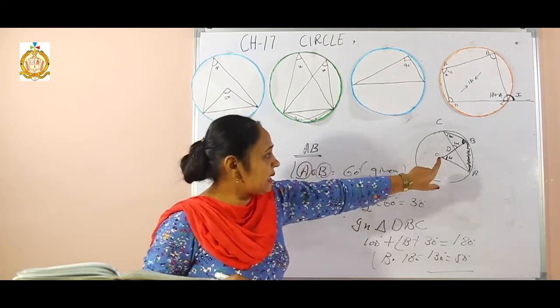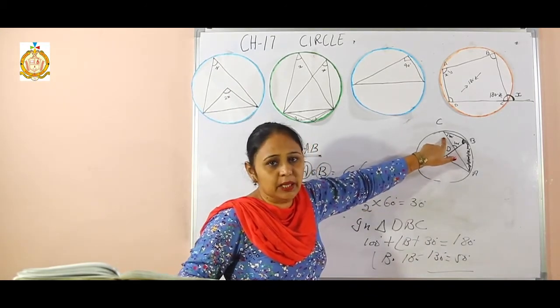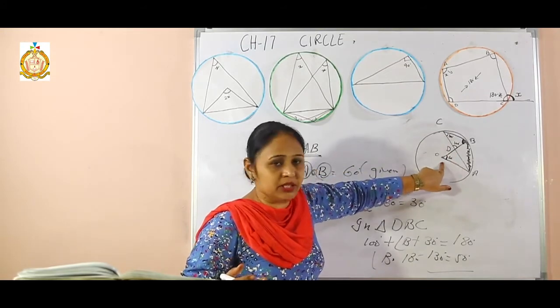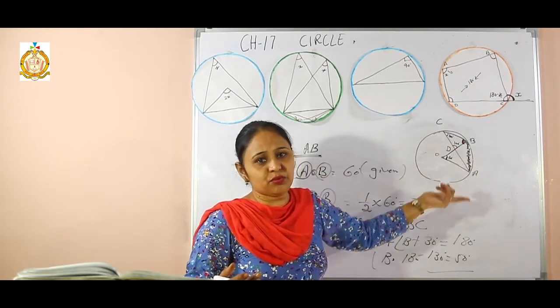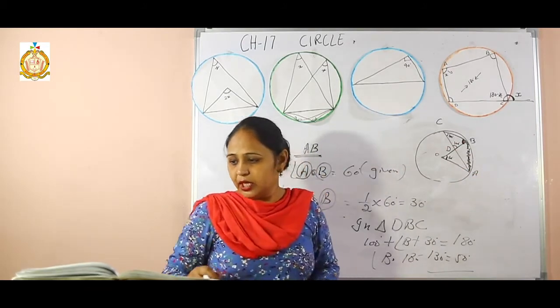My answer is there. I used only one property. What is that? The angle at the center is double the angle at the circumference. The angle at the center is given. I find the circumference angle. Then there is a small triangle. Find the angle which we want to find. Okay. Now come to the next one.